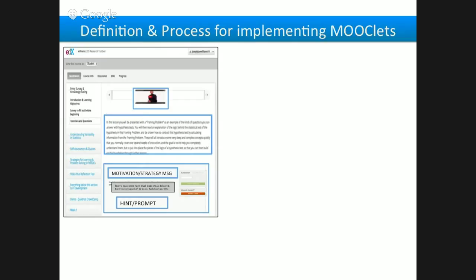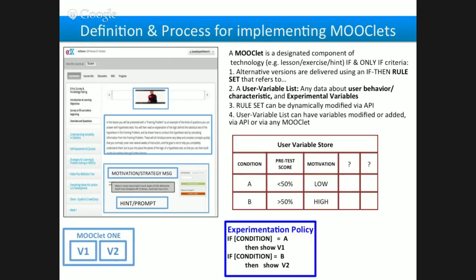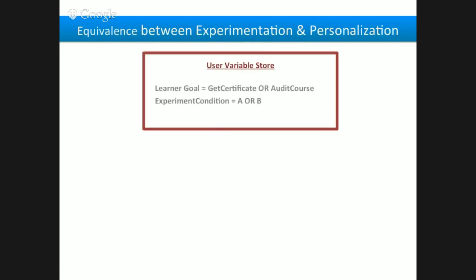So I'll skip over this kind of quickly. Just skip over this. So basically, here's an example of a page where I've implemented a bunch of different MOOClets, and here's a more formal set of criteria, the if and only if statements for something to be a MOOClet and how you might set it up in your technology.